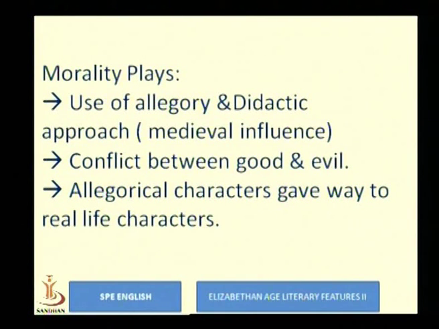What do you mean by morality plays? Morality, the word itself is very suggestive. It has certain values, moral values, which are being taught, preached, or expressed through the plays. Now, this kind of play, which we can see during the Elizabethan age, has a sort of medieval influence, and therefore in the morality plays there would be the use of allegory and didactic approach.